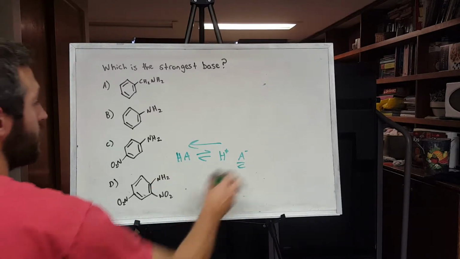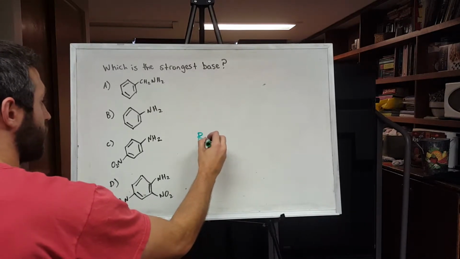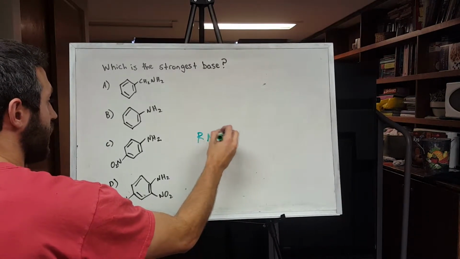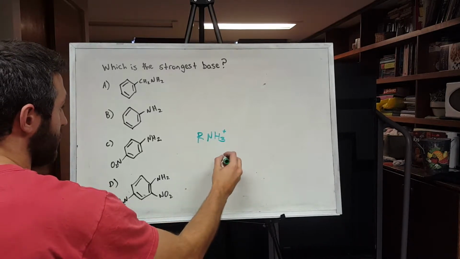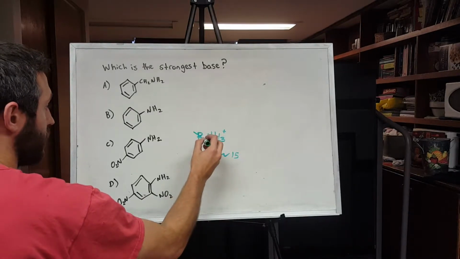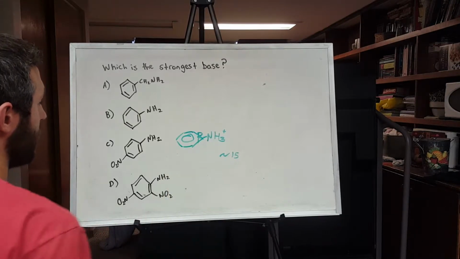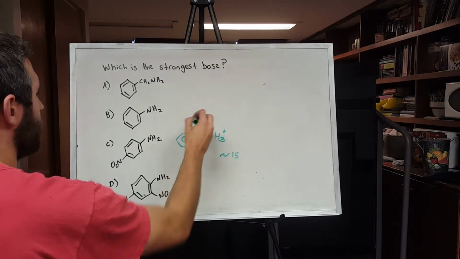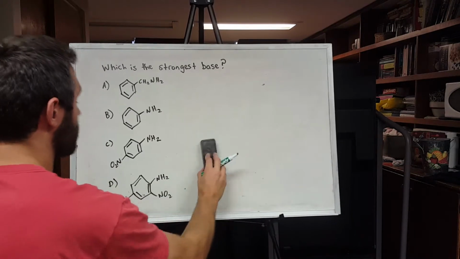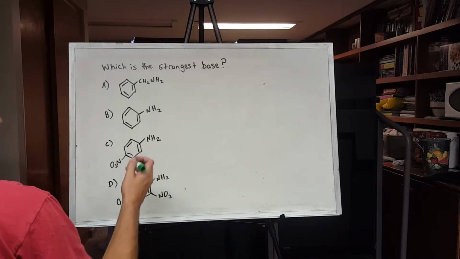So we should know that protonated amines have a pKa of approximately 15. With the benzene ring, it makes the pKa approximately 10. Okay, so just some side notes. What this is about is, which one of these is the strongest base? So which one of these is least stable, most likely to pick up a proton?